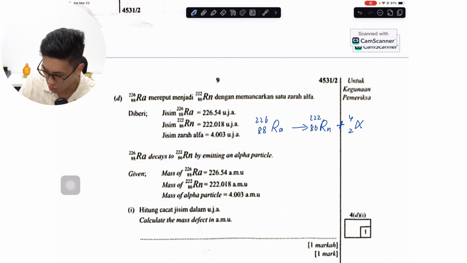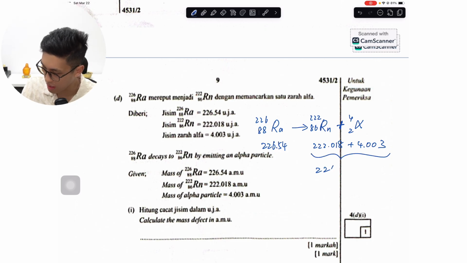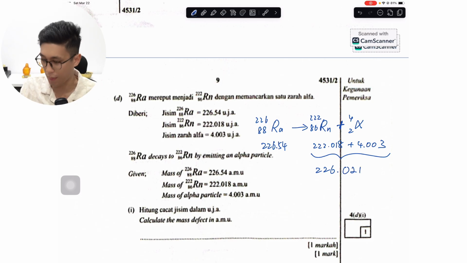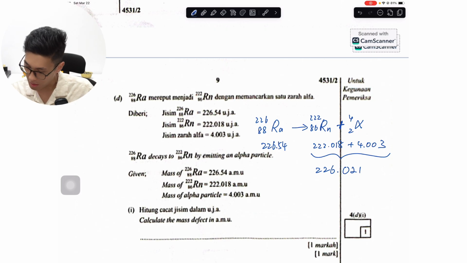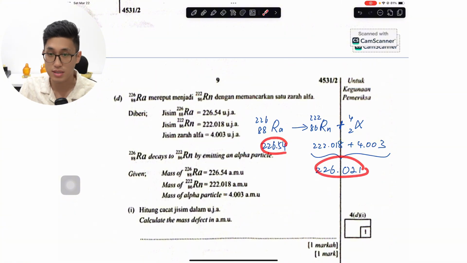This is 226.054. Okay, and then on this side, it will be 222.018 plus 4.003. Okay, you add this up together. This will be 226.021. Okay, yeah, 021, right? So you notice there's a difference, right? Okay, these two are not the same numbers.